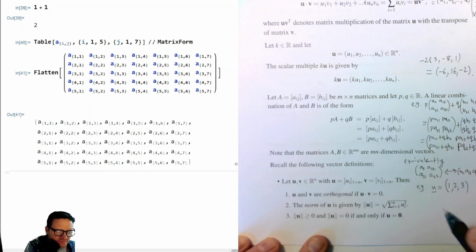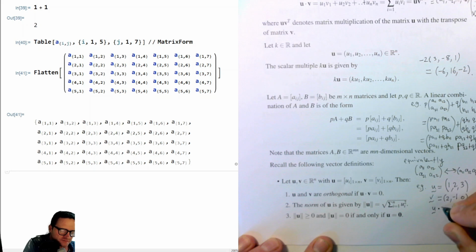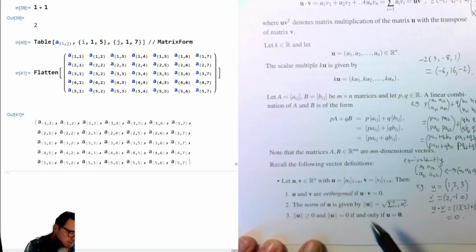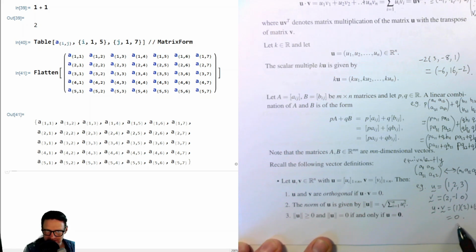All right, now if I'm choosing one that's orthogonal, let's see, I might choose the third entry 0, so I have less to consider here. And then between the first and second entry, I'll swap them and put a minus on the second one because I know that the dot product of these will be equal to 0. So u dot v is equal to 1 times 2 plus 2 times minus 1, and this adds up to 0. All right? So we say that u and v are orthogonal when this happens, when their dot product is equal to 0.